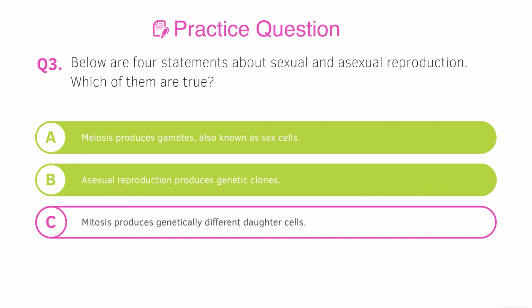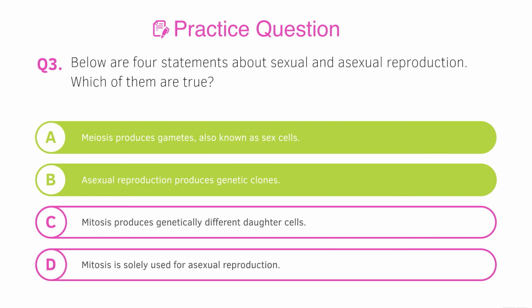C. Mitosis produces genetically different daughter cells. So this is false because they are genetically identical. So that's basically the same statement as statement letter B, but we're using the word asexual reproduction instead of mitosis in B. So remember, both asexual reproduction and mitosis produce genetically identical daughter cells.